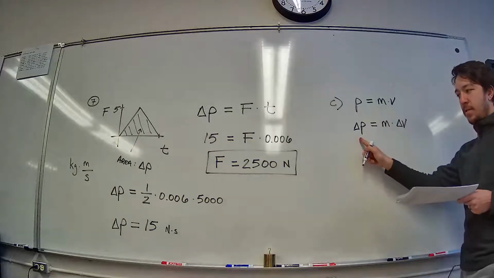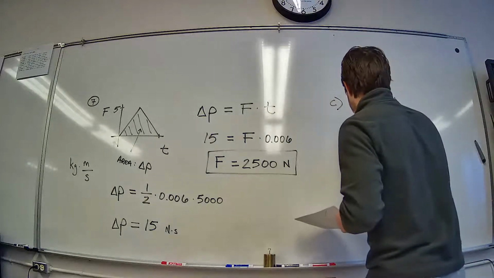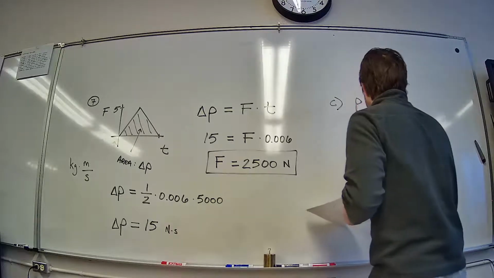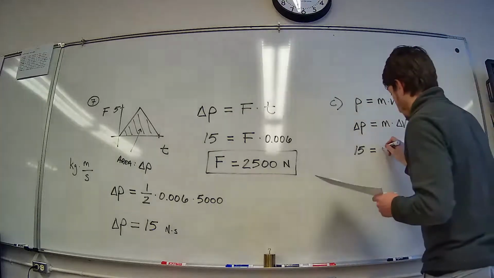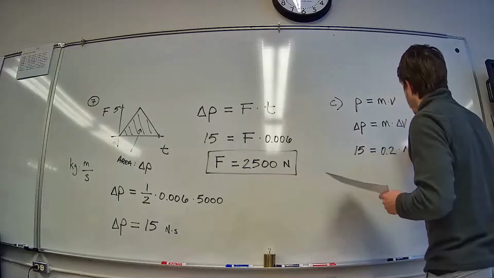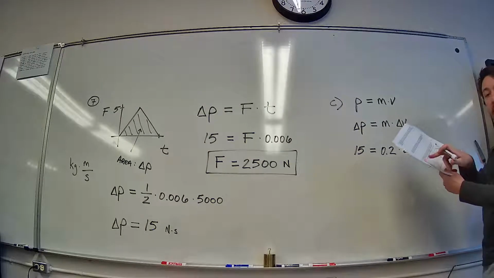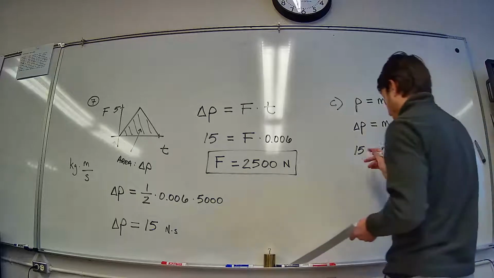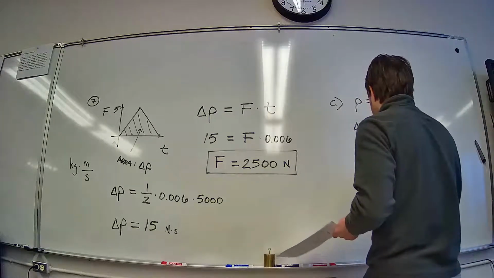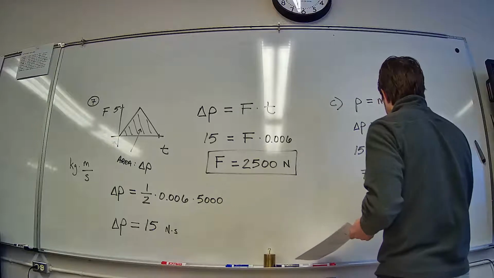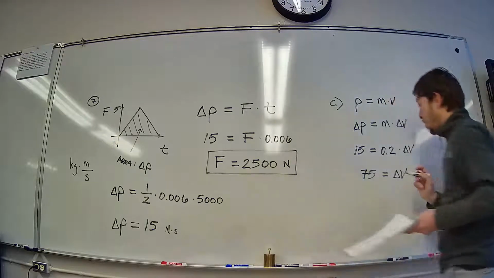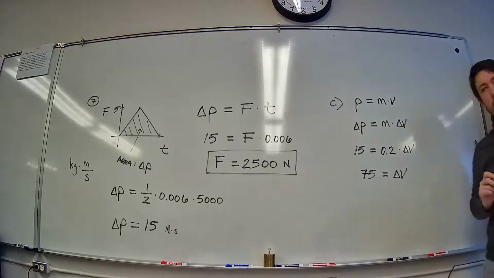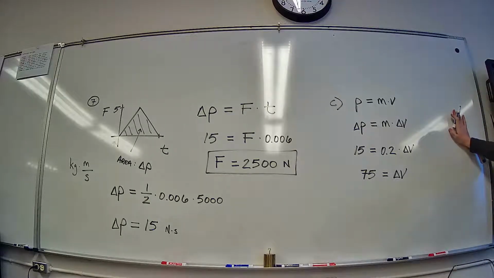So, did we already calculate the impulse? 15. The mass is 0.2. That's given to us in the problem. And so, that's 75. I think that's right.